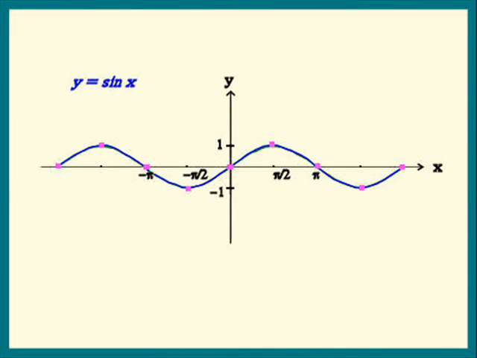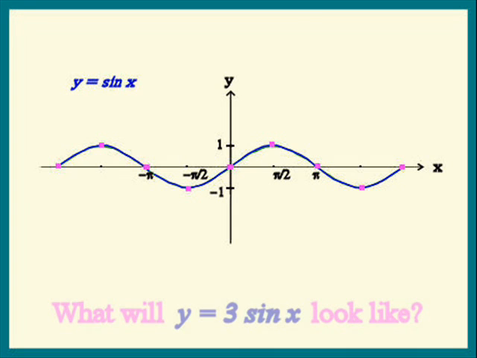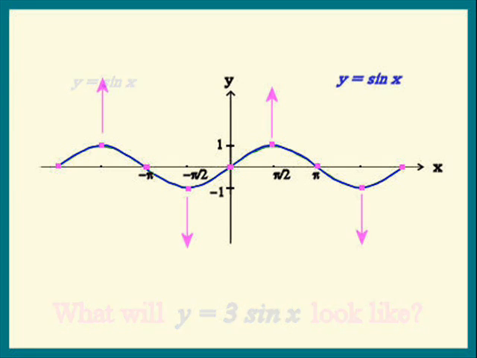Look at the graph of y equal to sine x. What will y equal to 3 sine x look like? 3 times sine x means the y values are being multiplied by 3. A negative 1 would become a negative 3. 0 times anything is 0. At pi over 2, the 1 becomes a 3. See the curve stretch up and down.